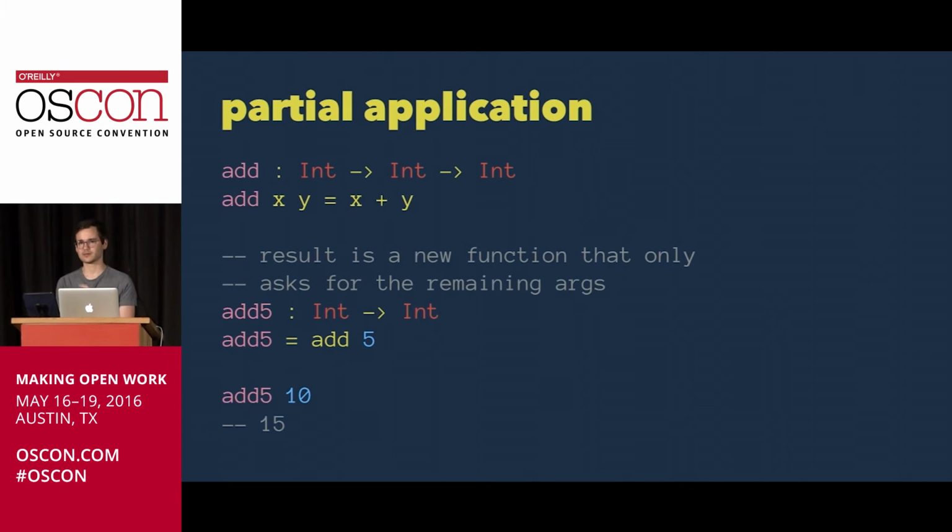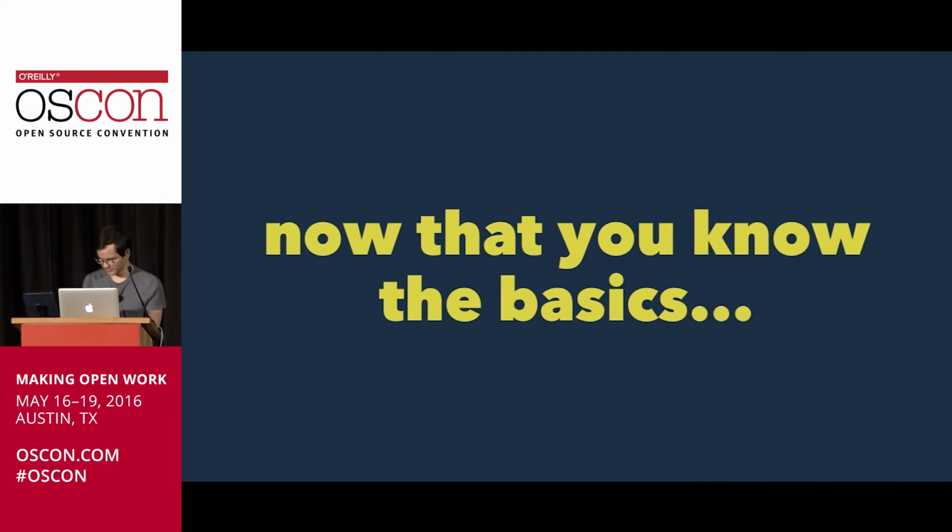So here is why the input arguments are not distinguished from the output arguments. It's something called partial application, which means that you don't have to pass in all the arguments to an Elm function. If you only pass in the first argument to add, what you actually get is a new function that only asks for the remaining arguments. So if I pass in 5 to add, I get this new function that adds 5 to whatever number I pass into it. And you'll see in a second that gets pretty interesting. So those are the basics. That's pretty quick, right?